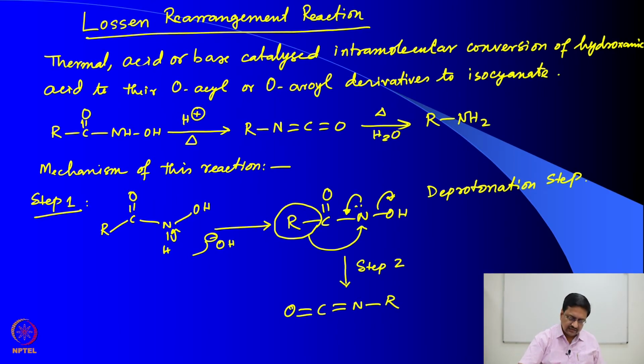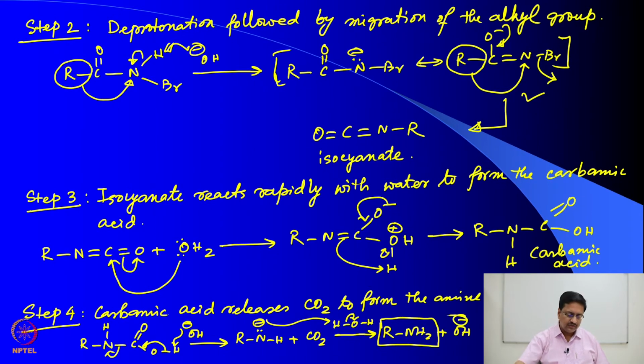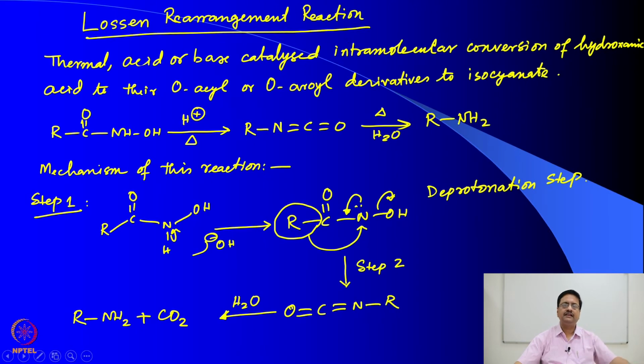So, now this isocyanate, just like in the previous reaction, in presence of water releases carbon dioxide and gets converted to the primary amine, as we have seen in the previous day's class. If you remember this mechanism, the isocyanate first reacts with water to form the carbamic acid, and that carbamic acid releases carbon dioxide to form the corresponding amine. So, this is the Lossen rearrangement reaction that one can use in various organic synthesis.